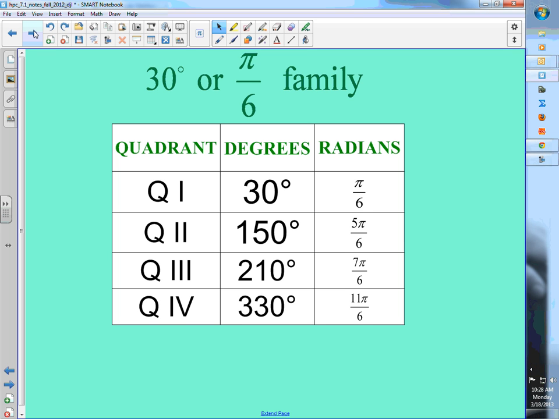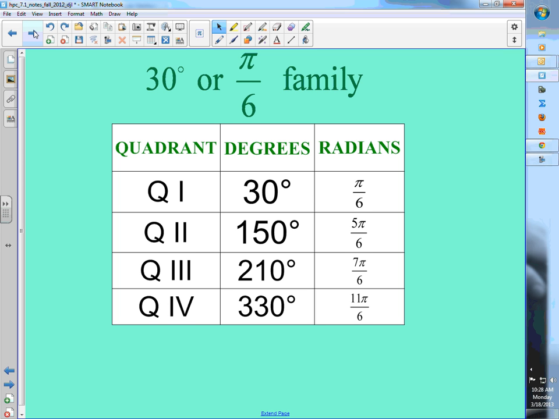So the 30 degrees has three other angles related to it: 150, 210, and 330. You should remember how we got them. 30 is your reference alpha. 180 minus 30 is 150. 180 plus 30 is 210. And 360 minus 30 is 330.